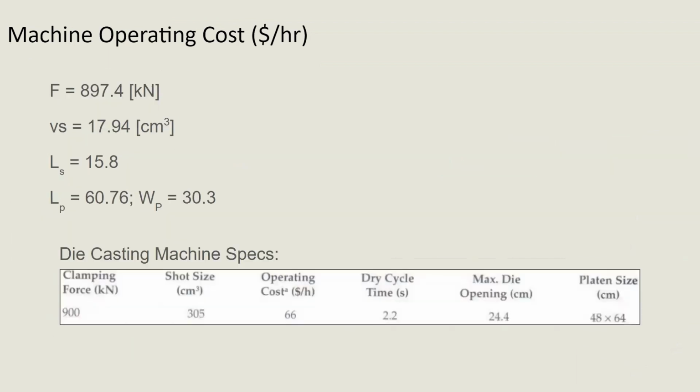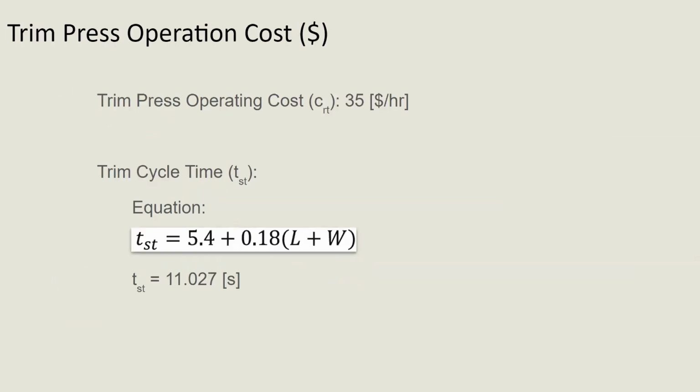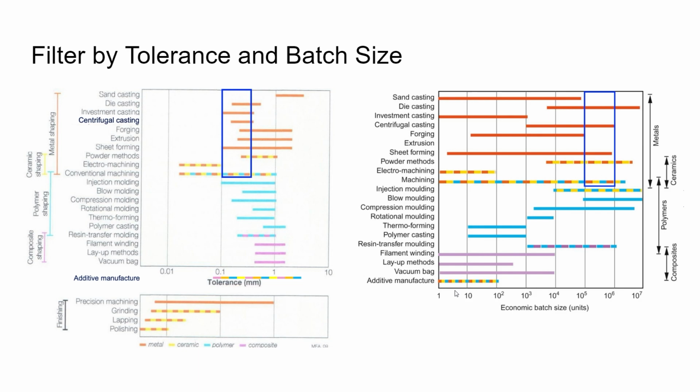We end up selecting the 900 kilonewton die casting machine. Then using this information, you can calculate our cycle time, which comes out to be about 12.17 seconds. And then we also have the trim press and the trim cycle times, which, at $35 per hour set, ends up taking about 11 seconds.